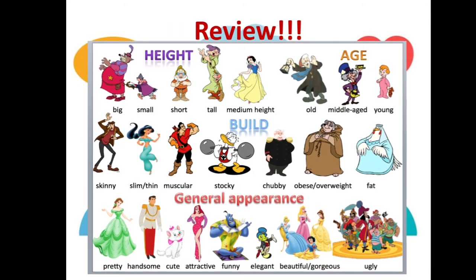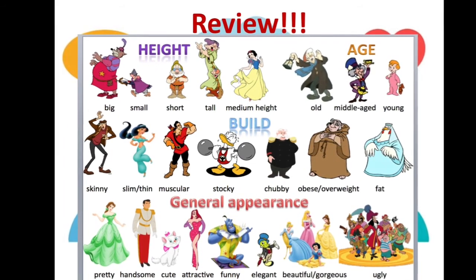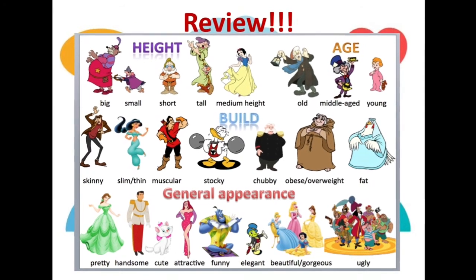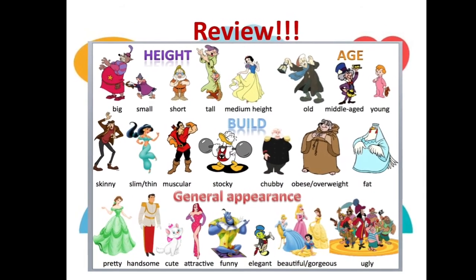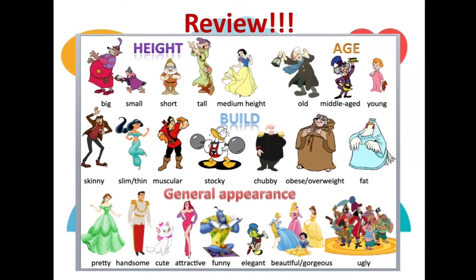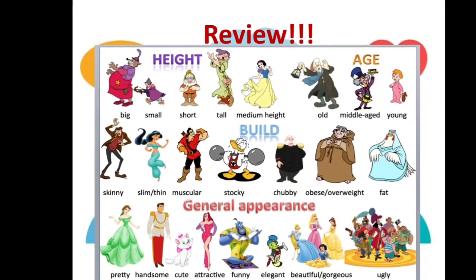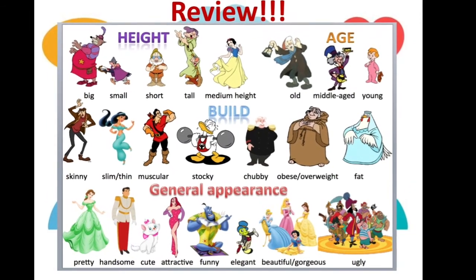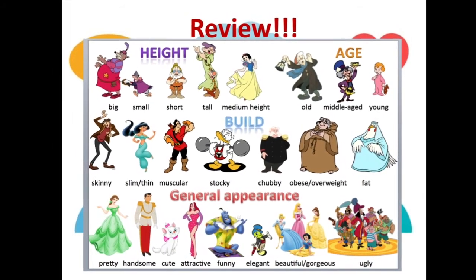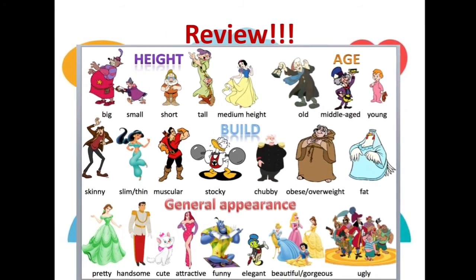In height, we can say big, small, short, tall, and medium height. In age, we can say old, middle age, and young. Very good. Next, in build, we can say skinny, slim or thin, muscular, stocky, chubby, obese or overweight, and fat. Lastly, in general appearance, we can say pretty, handsome, cute, attractive, funny, elegant, beautiful or gorgeous, and ugly.